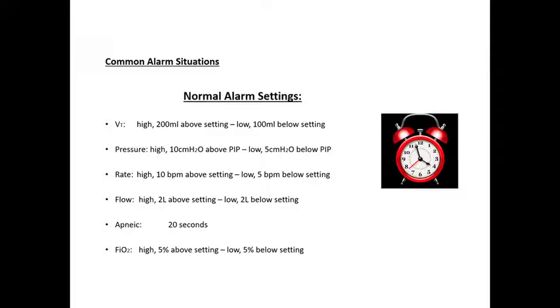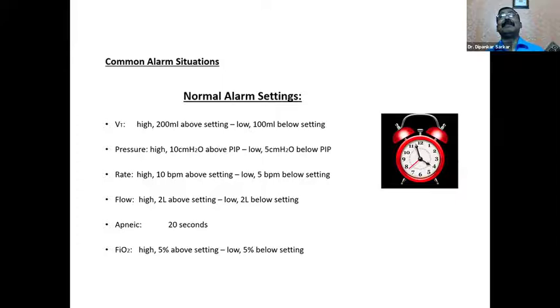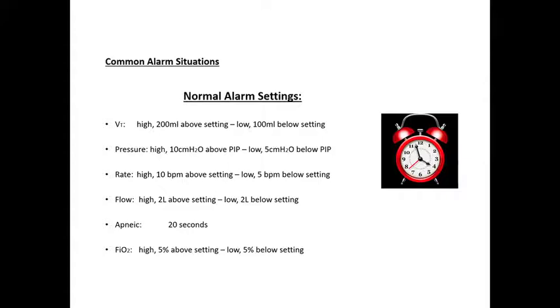The apneic time is more than 20 seconds, that means 3 breaths per minute is the maximum allowable apnea. But in particular places, it is the institutional drive; there is no hard and fast rule that the apneic alarm should be set at 20 seconds. In an institution where you have a different kind of practice, you can set the apneic alarm at 15 seconds. And the FiO2 alarm, 5% above the setting and 5% below the setting.